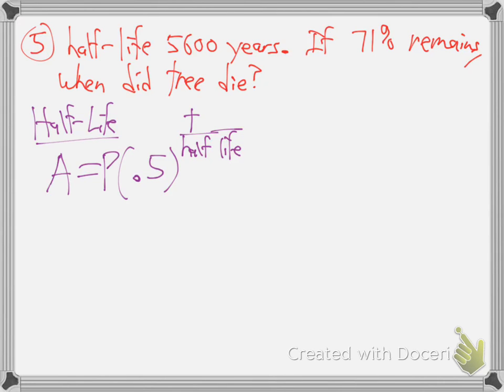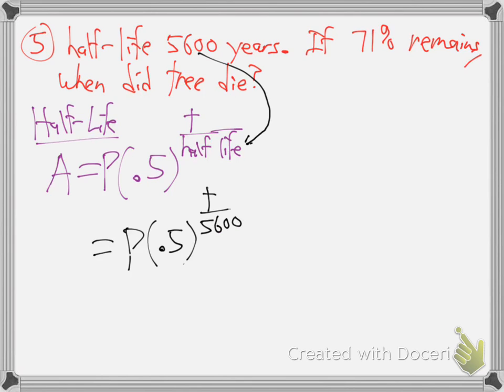So we'll just use that. Here we go. The half-life is 5,600 years, so this will be P times 0.5 to the T over 5,600. And they're saying 71% remains. That means the amount left is 0.71 of the original, of the P.